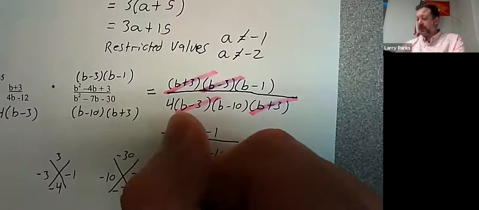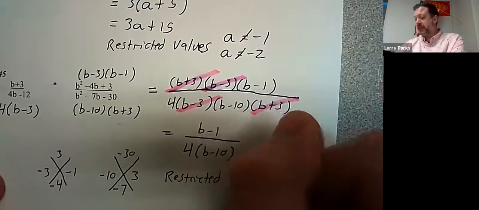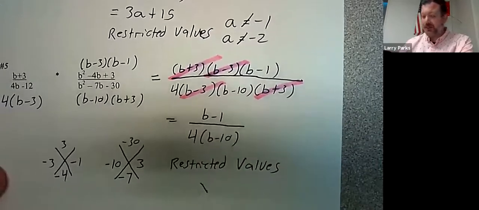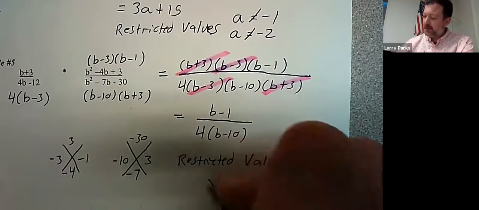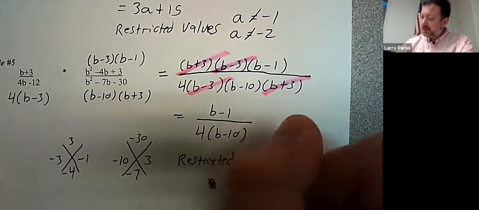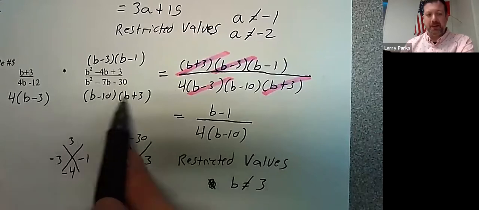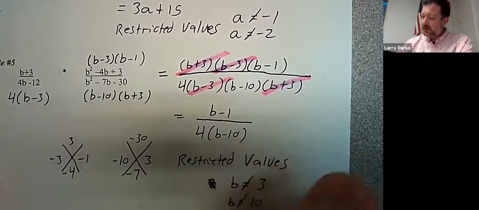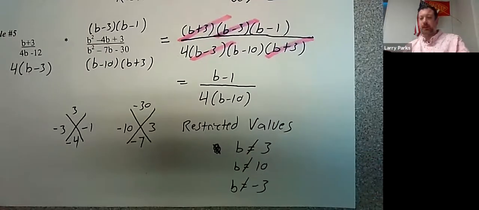And then what are my restricted values? So these are numbers that are not included in the domain x. Ooh, there is no x. Let's try again. B cannot be 3. Okay. B cannot be 10. B cannot be -3. And that's it.